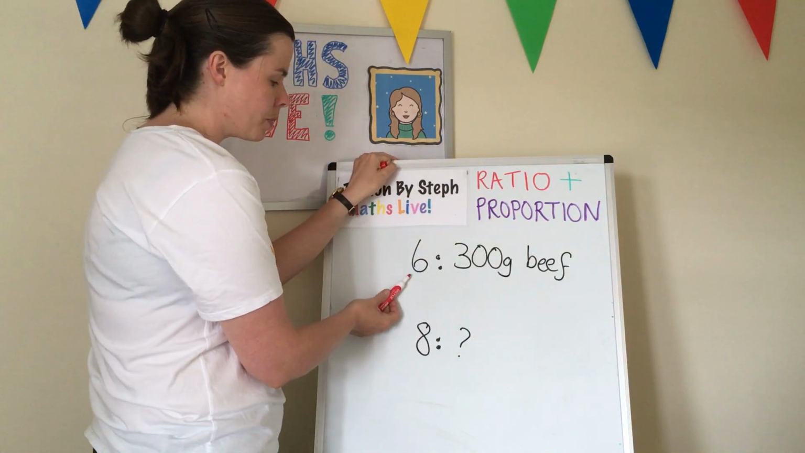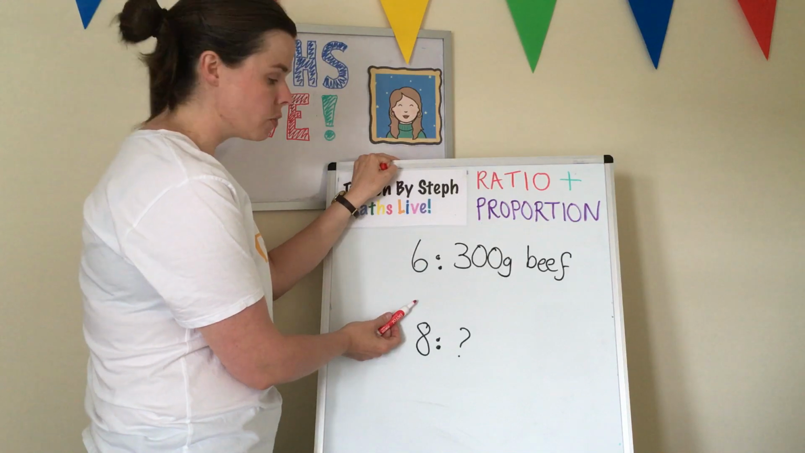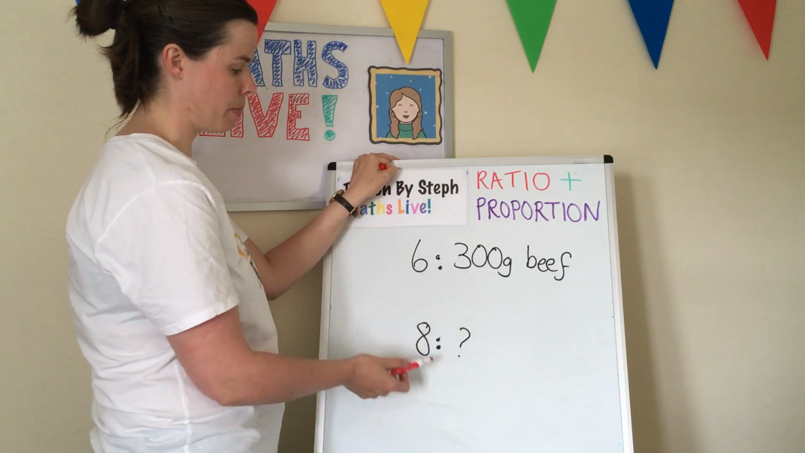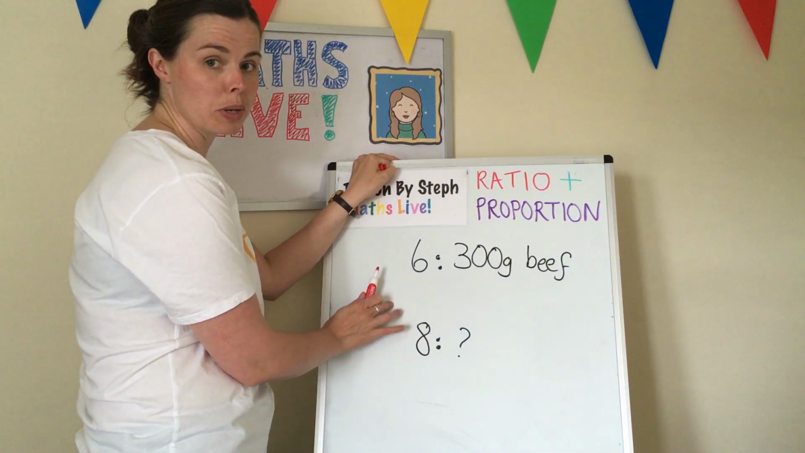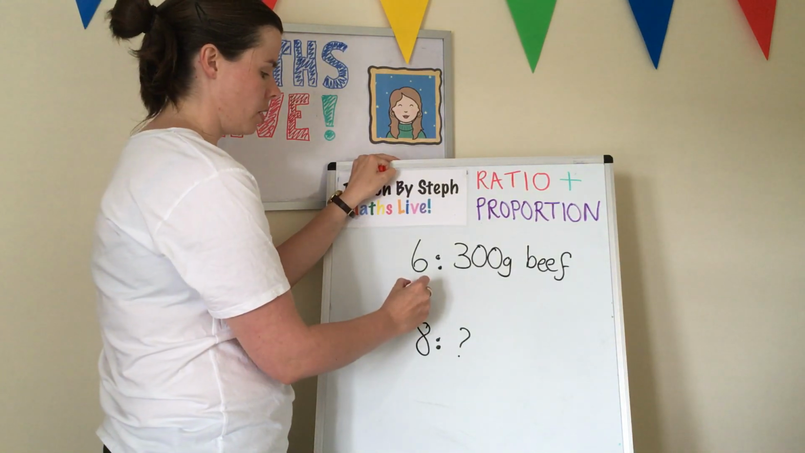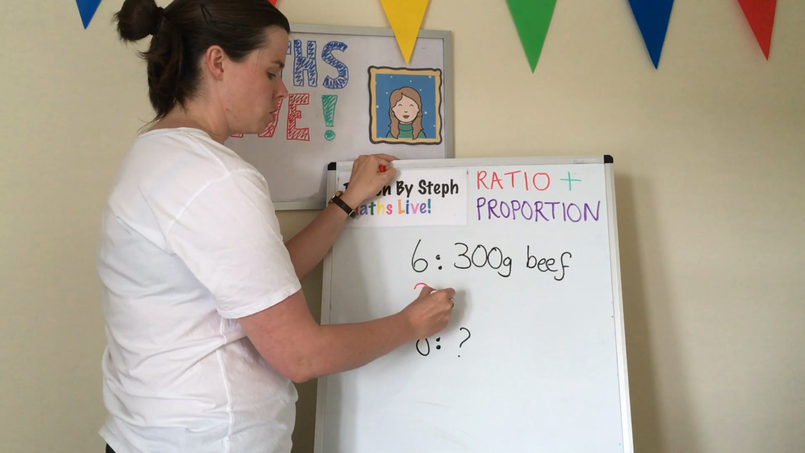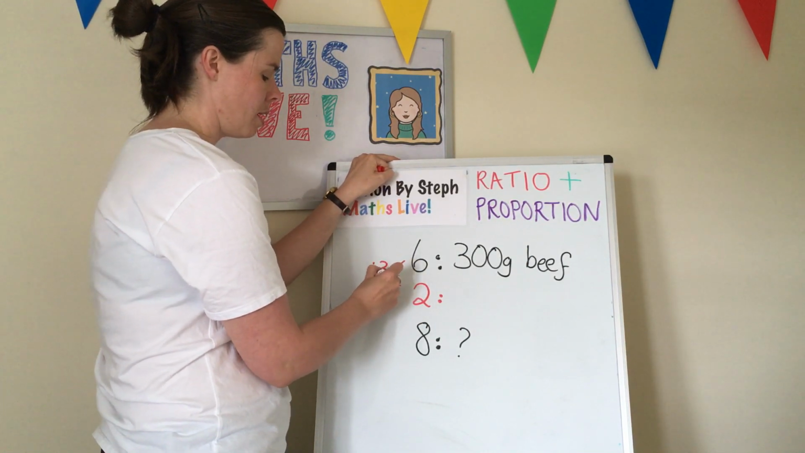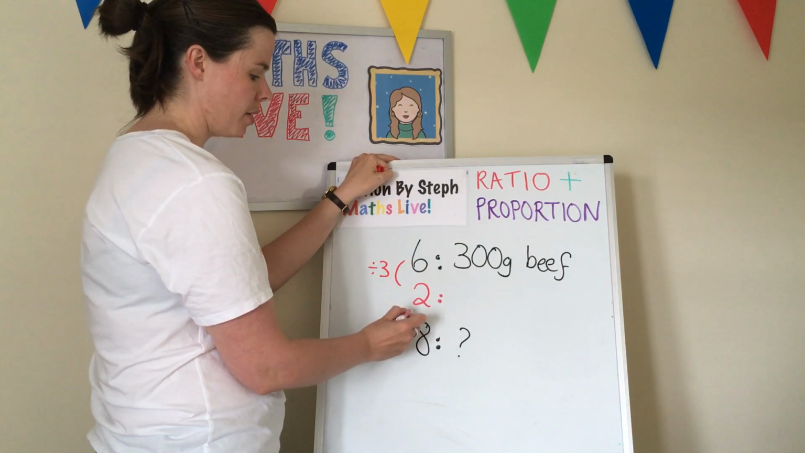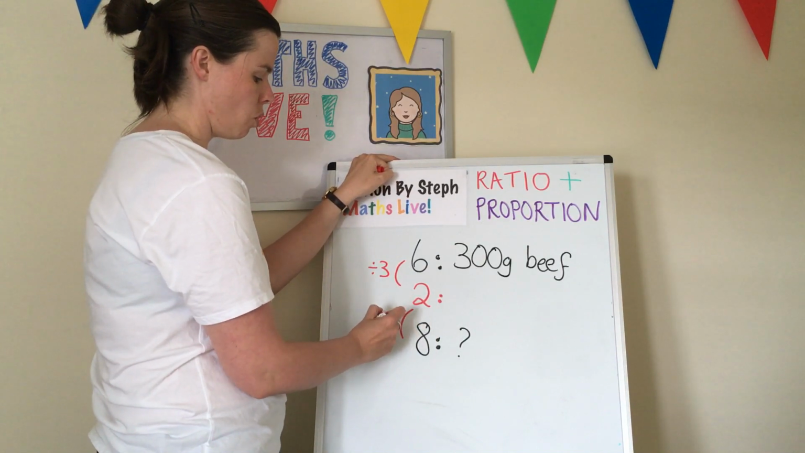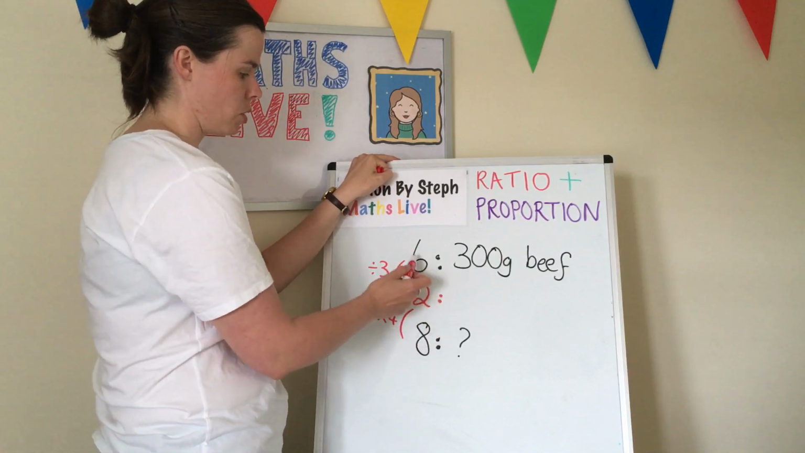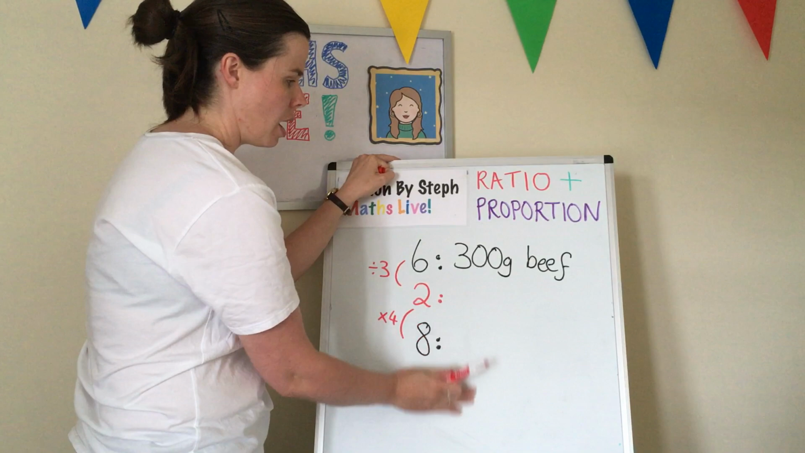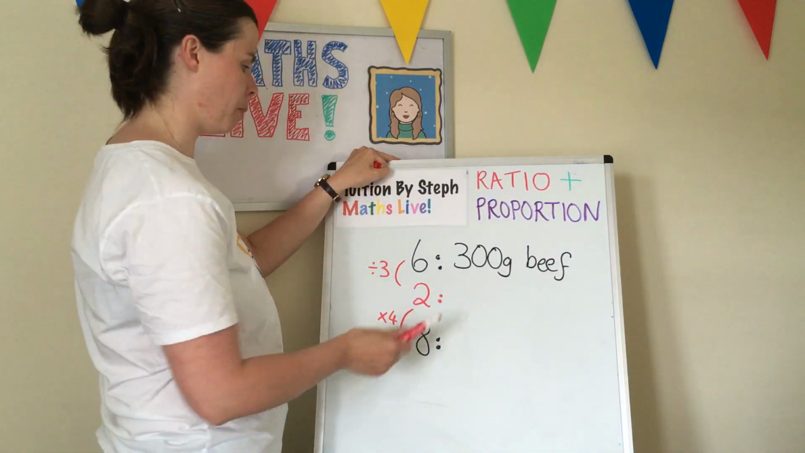What we could do is make 6 into 1. So we divide it by 6, make it one amount, and then times that by 8. But you'll notice they're both even numbers. So what we can actually do is make it into 2, and you divide that by 3. Because then you would times that by 4 and we get our answer. So that's the method. We divide it by 3 and then times it by 4, and that will give us how much beef is needed for 8 people.